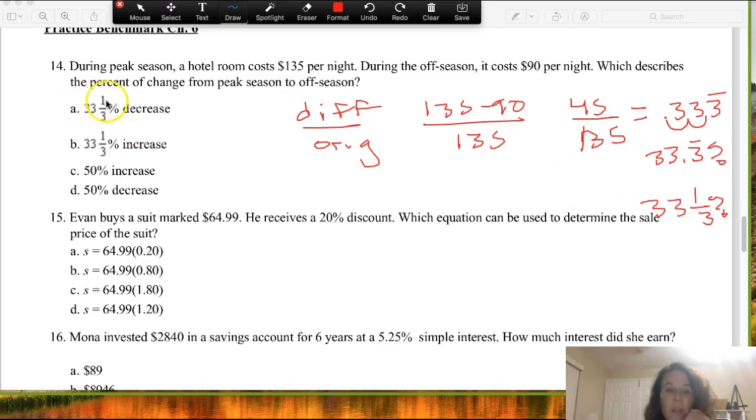If you come over and you're like, which one is it? Well, it does decrease, so I know it's a decrease. It's not that one or this one because those are increases. So it's either this one or this one because it decreases. 33 1/3 is the same as 33.3, not 50. So it's A.